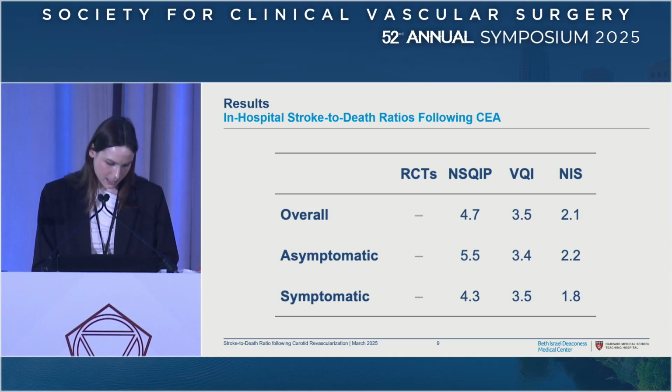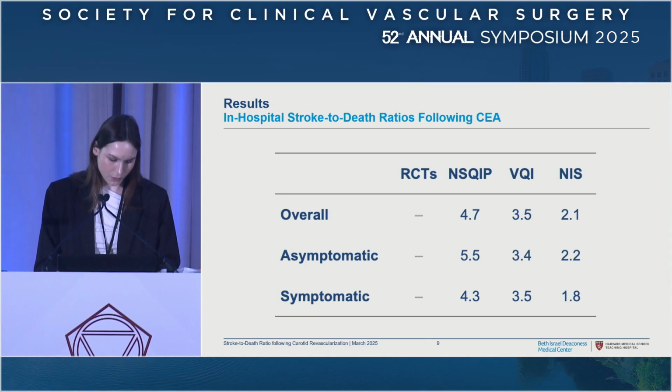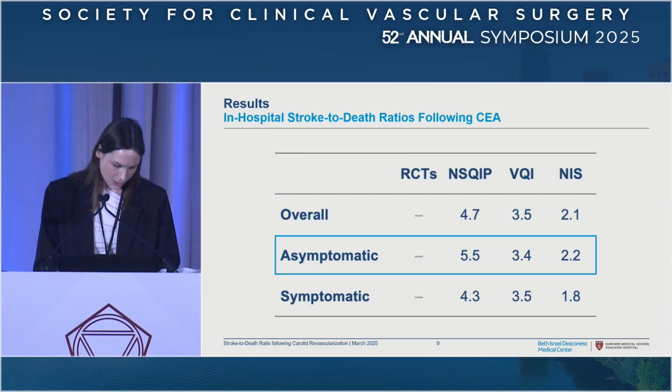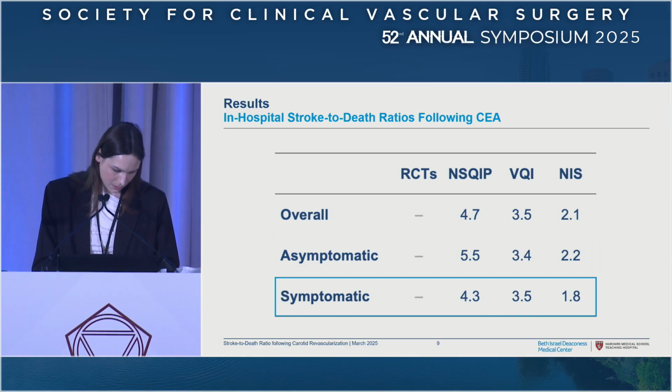This table displays the in-hospital stroke-to-death ratios following CEA across various data sets. Overall, the ratio is 4.7 in NSQIP, 3.5 in VQI, and notably lower, 2.1 in NIS. For asymptomatic patients, the ratio is 5.5 in NSQIP, 3.4 in VQI, and 2.2 in NIS. In symptomatic patients, the ratio is 4.3 in NSQIP, 3.5 in VQI, and 1.8 in NIS.